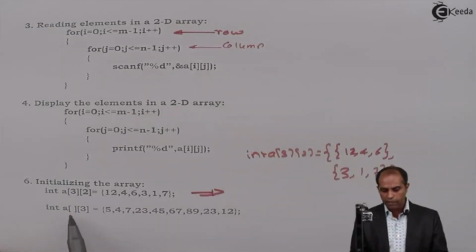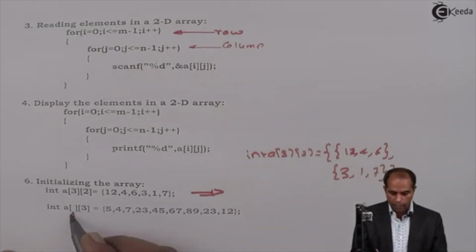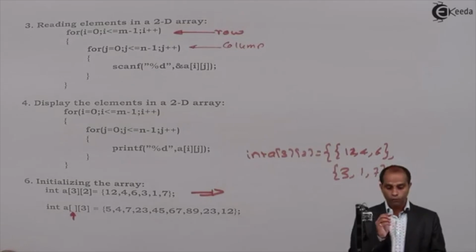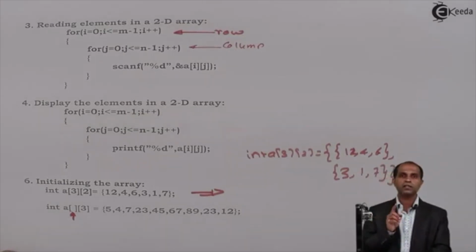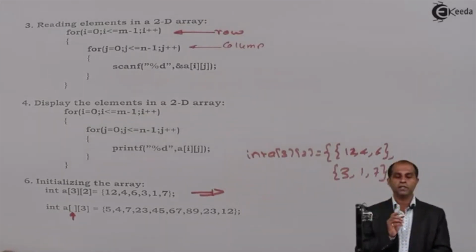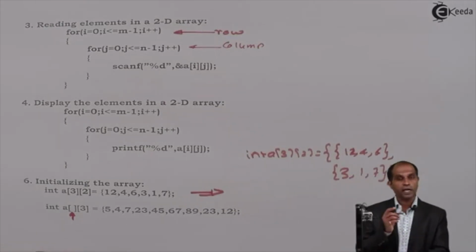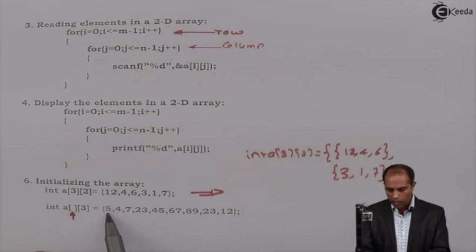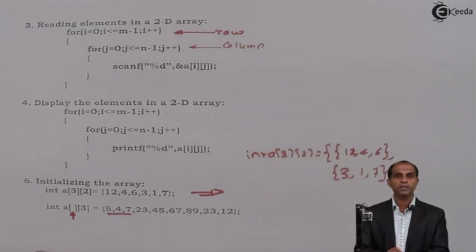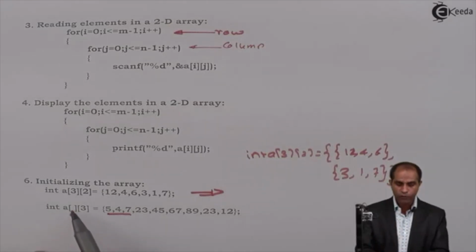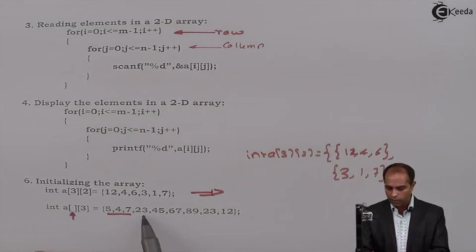Similarly, if I have int a of empty square brackets and 3, the first square bracket can be kept as optional. If you are doing the initialization in the declaration, only the first bracket can be left empty, the second bracket needs to be specified. So in that case, what I'll do is make groups of 3 elements each. Depending upon the number of groups which are going to be formed, the first number is identified. So 3, then 3, then 3. This is the first group, this is the second group, and this is the third group.